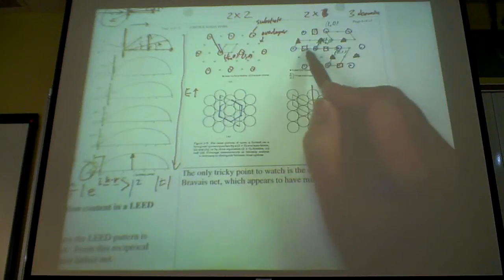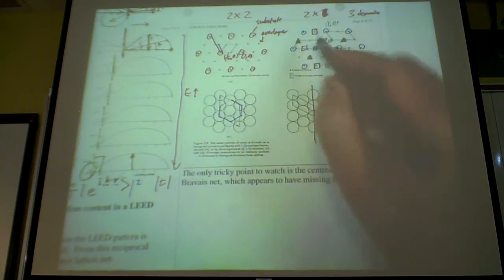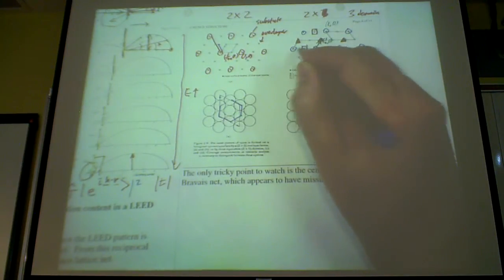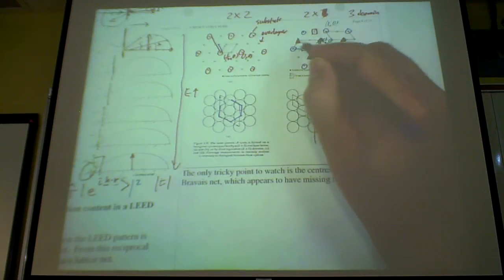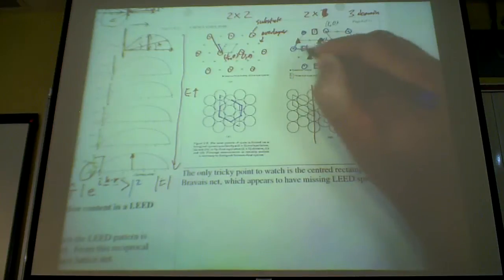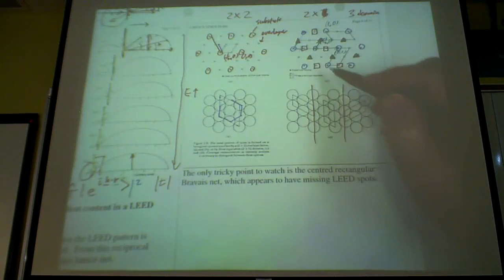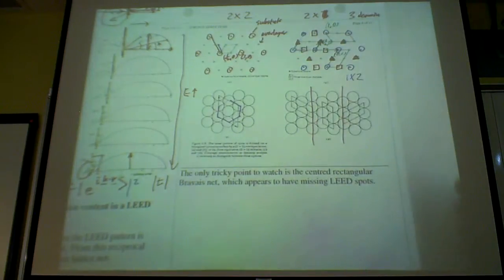So here my square could actually cover from here. Let me draw it this way. From here, and from here. And this pattern I call 1 by 2.